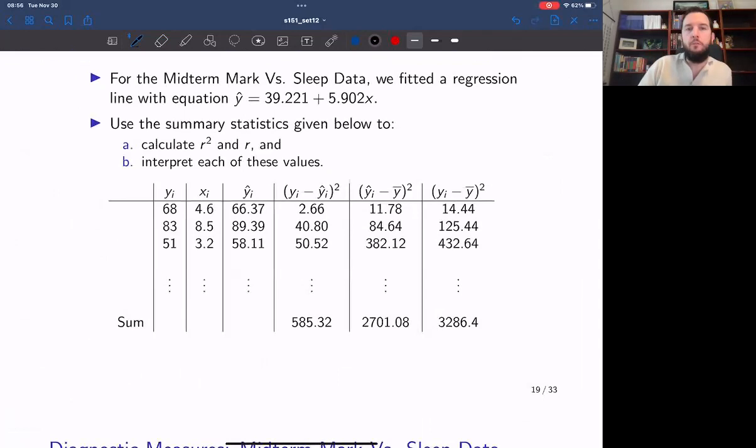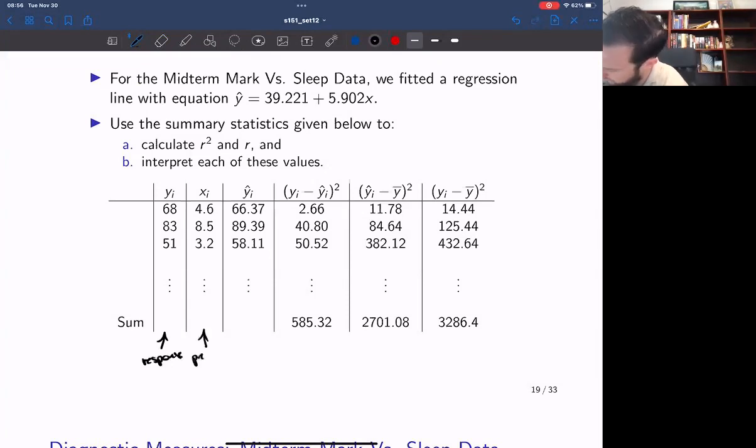Okay, so for the midterm mark versus sleep data, we can compute R squared and R. We actually found R earlier, so we're going to use the R squared value to basically confirm this quantity. So on slide 19, we have some summary statistics based off of the fitted model. So in the first column, we have our Y values. In the second column, we have our X values. In the third column, we have the predicted values, right? So here is the response.